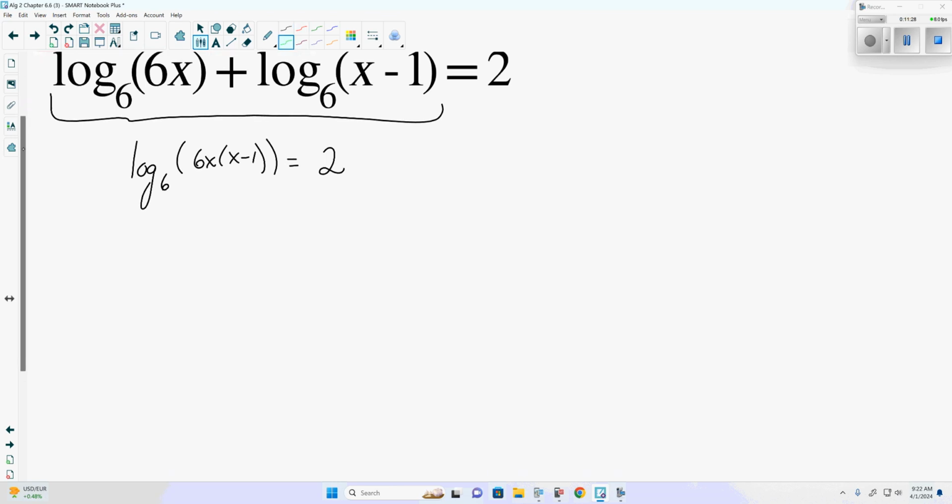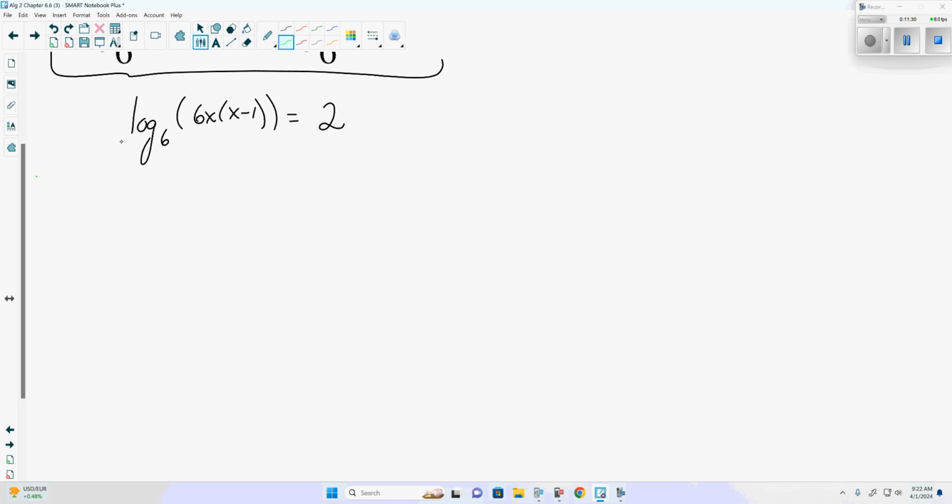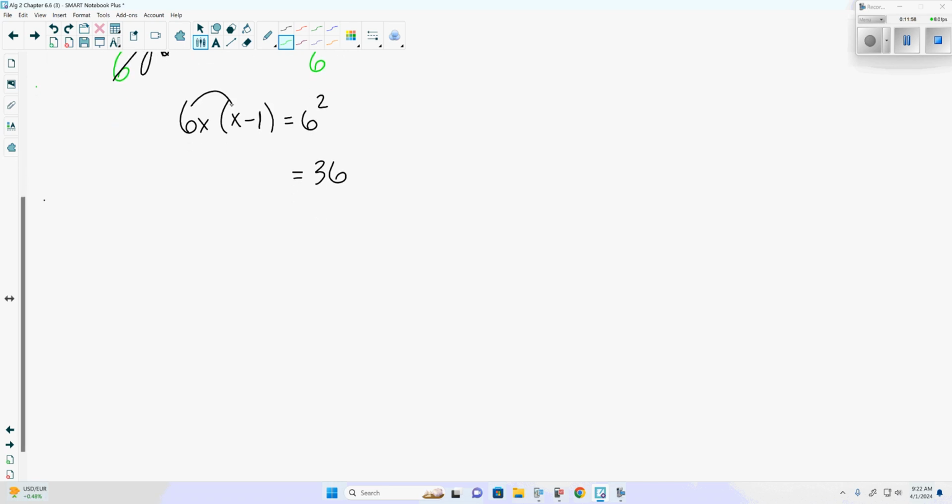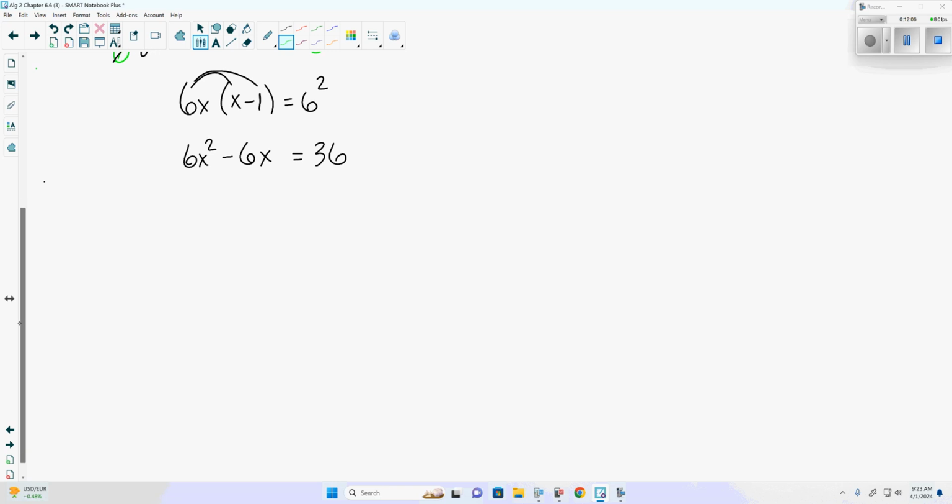What will we do next? We have to put both sides to the base of 6. Because our 6 to the log base 6 simplifies out, leaving us 6x times x minus 1 is equal to 6 squared. Well, 6 squared is nice. It is 36. Our other side, we will distribute the 6x. 6x times x is 6x squared. 6x times negative 1 is negative 6x.